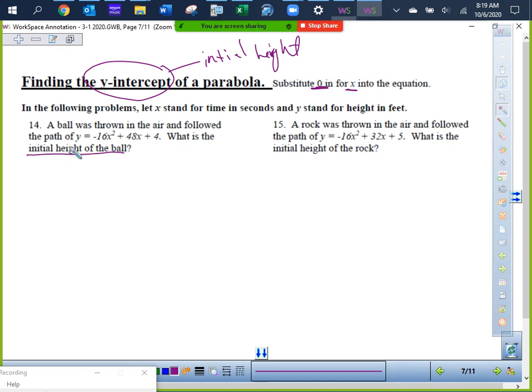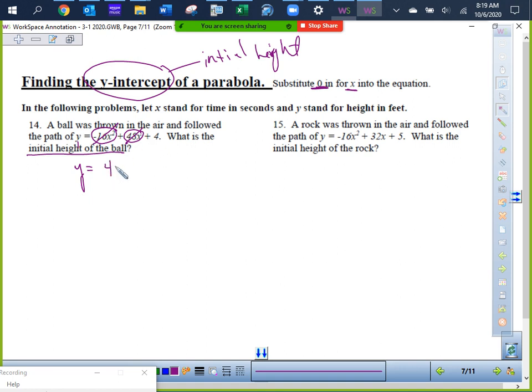So I'll sub in. You don't have to, you can just watch. I'm not putting 0 in for y, so I'm going to get y equals... I'm going to put 0 in for x. Help me mentally. What's 0 squared times negative 16? That goes away, right? That's nothing. Plus 48 times 0. How much is 48 times 0? It's nothing. That goes away. And then there's 4 left.